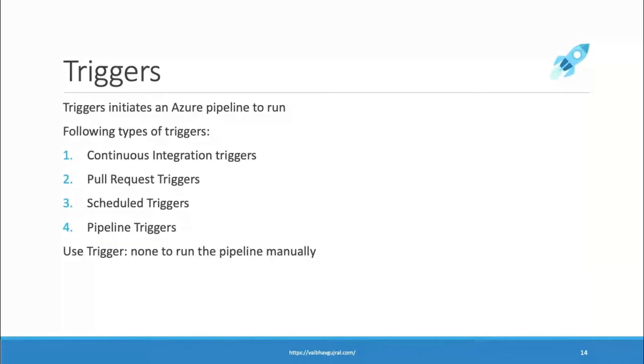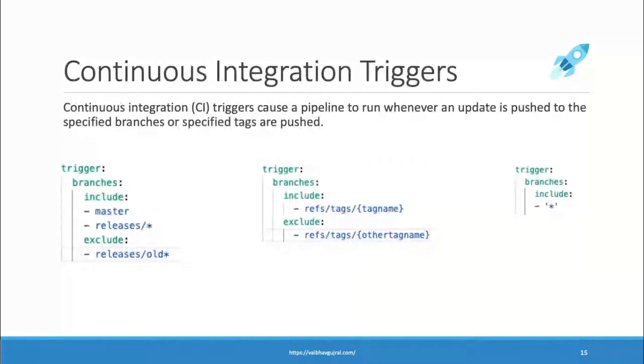Let's talk more about continuous integration triggers. CI triggers are triggered whenever an update is either pushed to a specific branch or specific tags are pushed. You can control which branches get CI triggers with a simple syntax. You can specify the full name of the branch, for example, master, or you can use a wildcard. Let's talk through some examples.